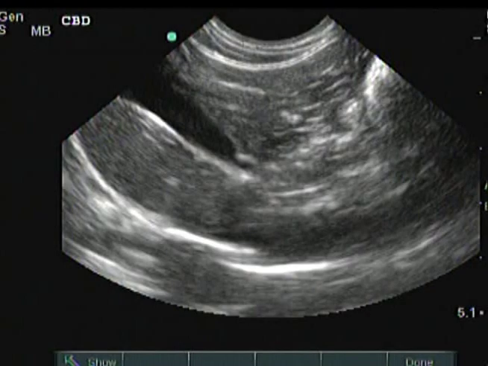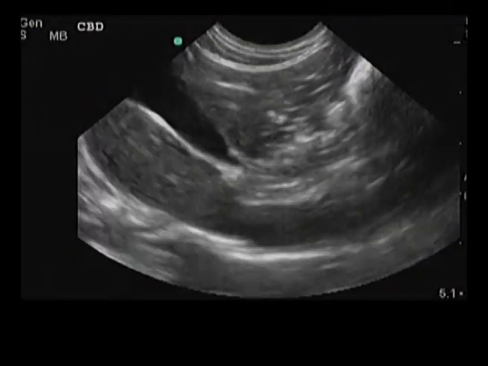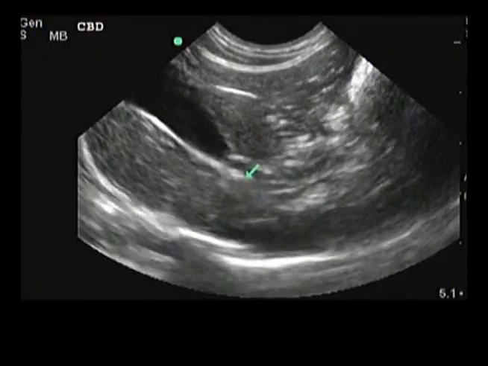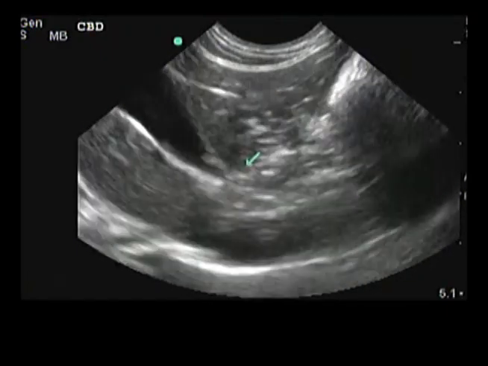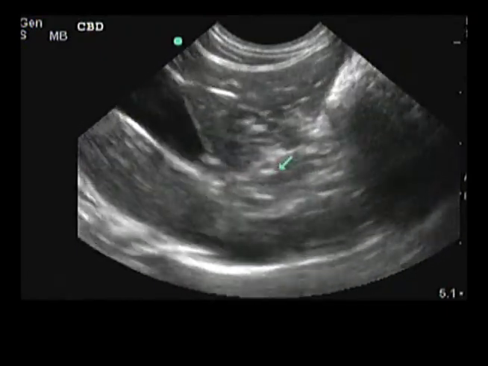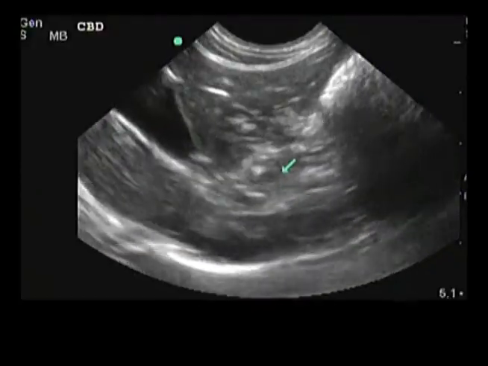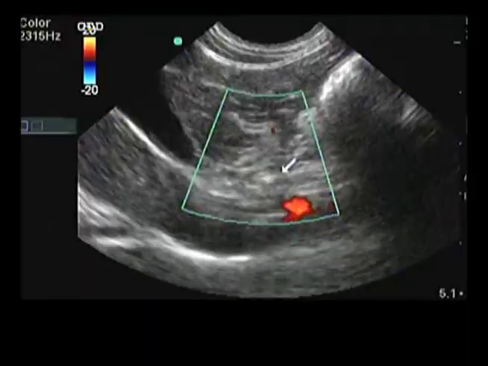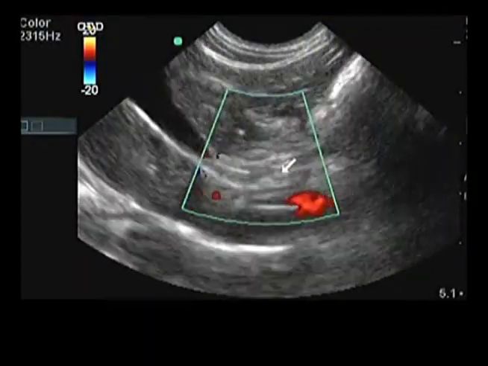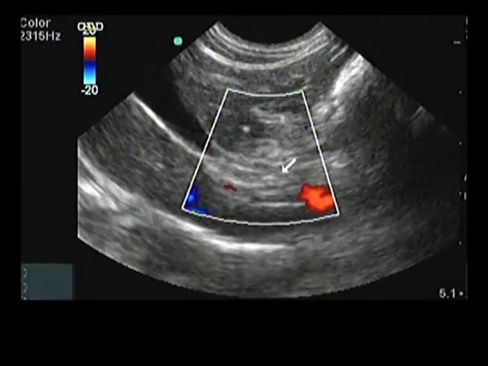Any organ or structure can be used as a landmark to help locate other organs, structures, or lesions, especially when the desired organ or structure does not have a normal appearance. In this video, the gallbladder is followed to the cystic duct. Then the cystic duct is followed to the common bile duct, and the common bile duct to the duodenum. Color flow Doppler can be used to help identify the common bile duct because it will not show color.